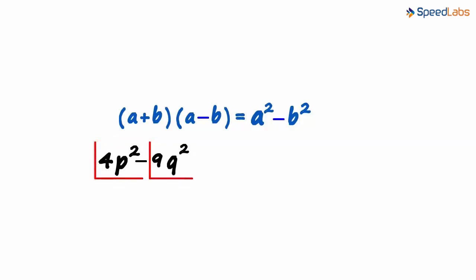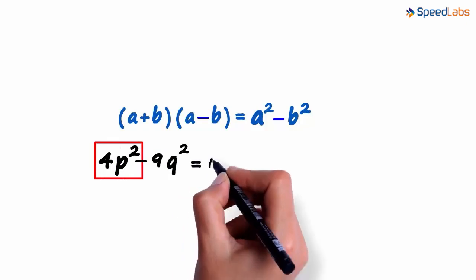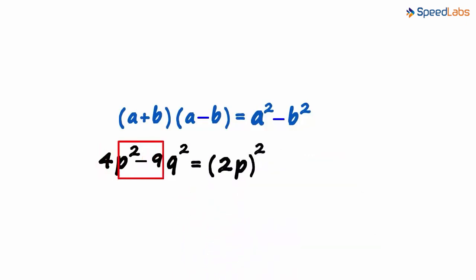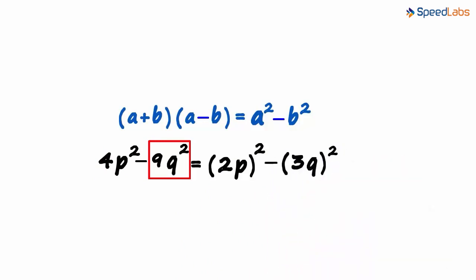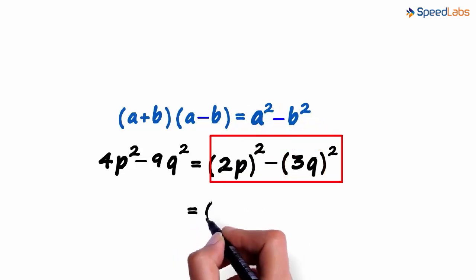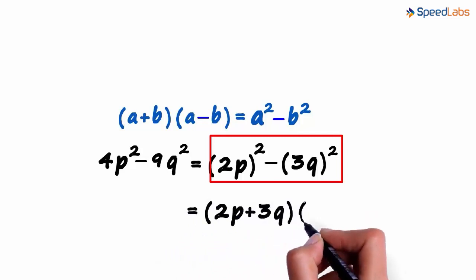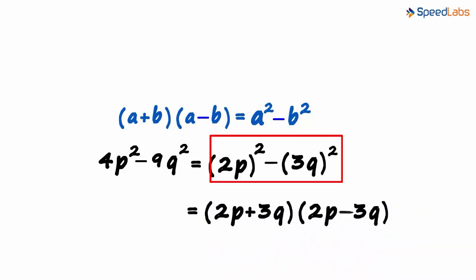Firstly, there are only two terms. And second, as we have 4 and 9, both terms can be written in whole squared form. The first term can be written as (2p)², and the second term can be written as (3q)². So now we have it in this form. Looking at the identity, a becomes 2p and b becomes 3q. So this can also be written as (2p + 3q)(2p - 3q).